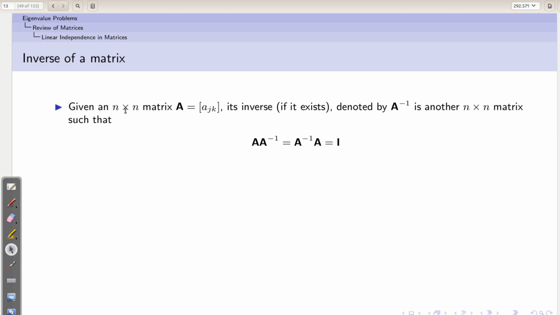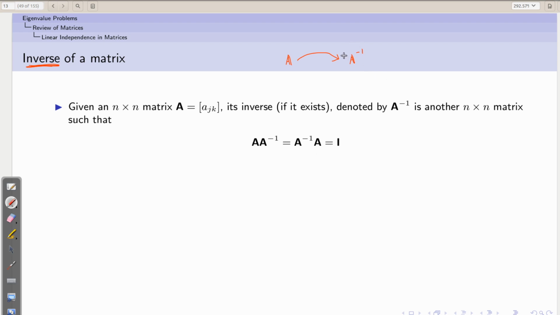Given an n cross n matrix A, there is something called an inverse of a matrix. We are interested in finding the inverse of a matrix. We can talk about the inverse of a matrix only for square matrices, and not all square matrices always have an inverse. So if I have an n cross n matrix A, its inverse, if it exists, is denoted by A to the power minus 1.